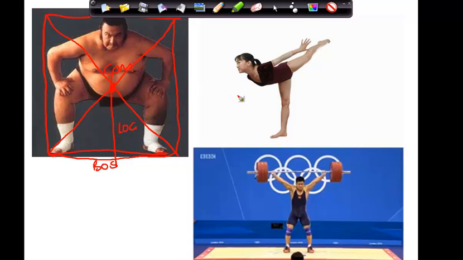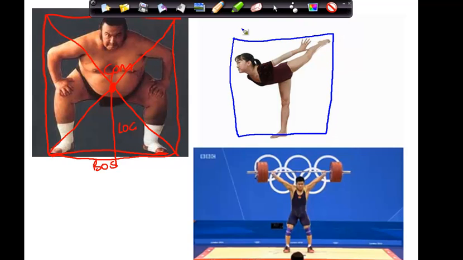If we were to move on and look at the gymnast balancing on one foot, let's get a different color, guys. Once again, we need to find the center of mass. So we need to draw a line, and then we need to draw a diagonal of where it intersects. Her center of mass is about here. So this is our center of mass.